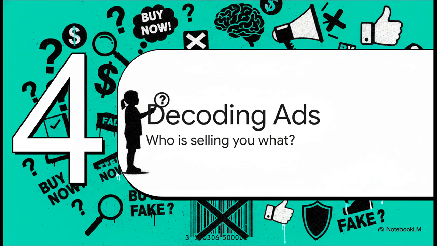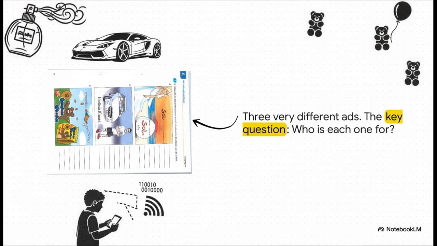Okay, next we dive into media literacy. Because once you can find information, you have to learn to question it, especially when it feels like someone is trying to sell you something. This next exercise is actually a fantastic little guessing game. Students are shown 3 ads, one for perfume, one for a car, and one for gummy bear snacks. The question is simple, but it's also profound. Who is the target audience for each ad? And more importantly, how do you know?